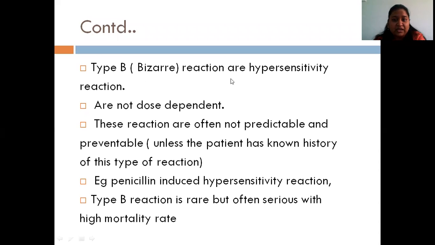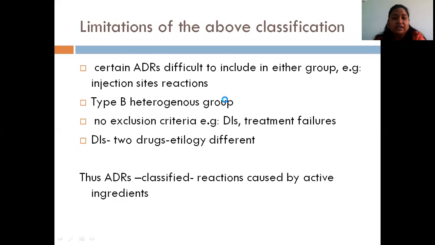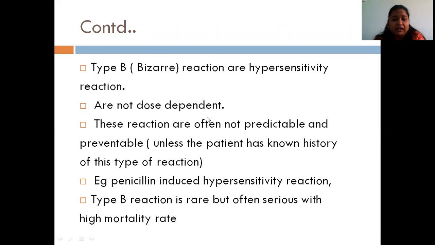So type B is the bizarre reactions, also known as hypersensitivity reactions, which are not predictable and not dose dependent. Unless the patient reports these adverse drug reactions, we cannot know the history of this type of reaction. An example is penicillins, which induce hypersensitivity reactions. All these type B reactions are rare. I said this is a bizarre reaction, which is not a common one.